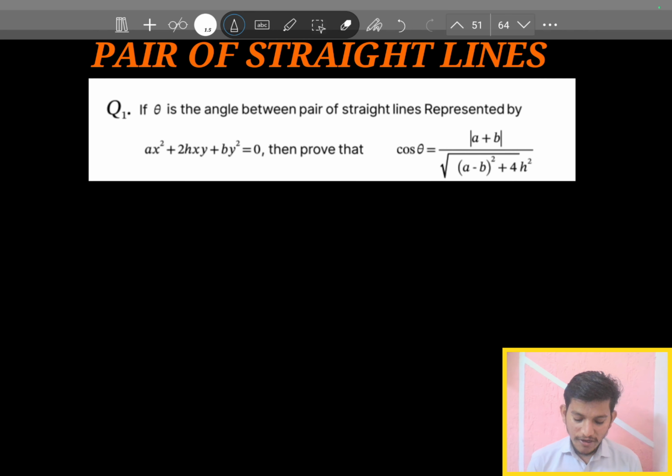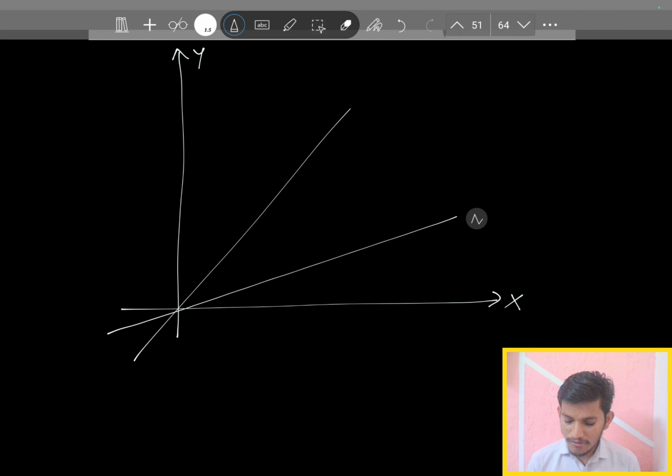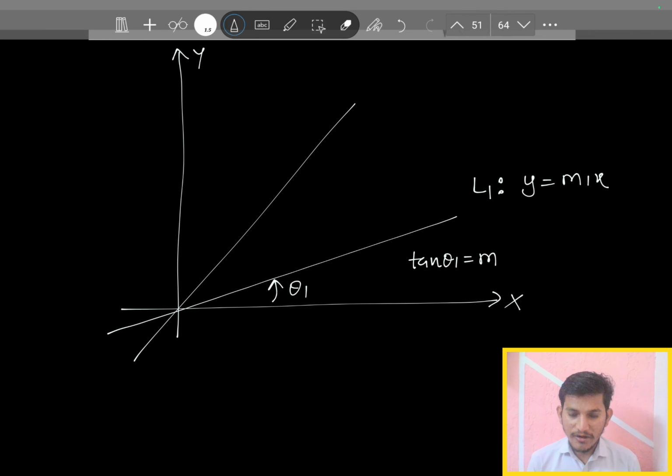So entering into the topic, let's say we have a graph having x-axis and y-axis over here. I'm trying to write the pair of straight lines which are passing through origin. L1 is the straight line represented by y equals m1 into x. Let's say theta 1 is the angle made by L1 with respect to positive x-axis such that tan theta 1 is equal to slope m1, right?